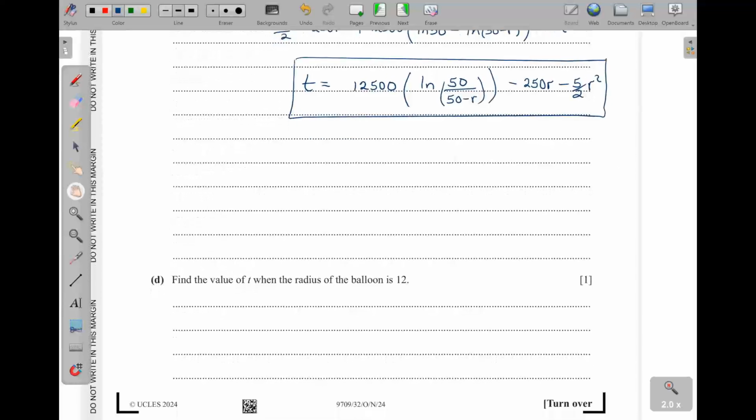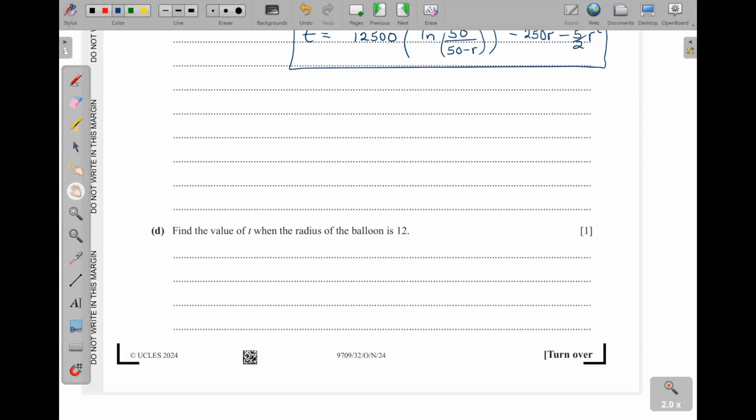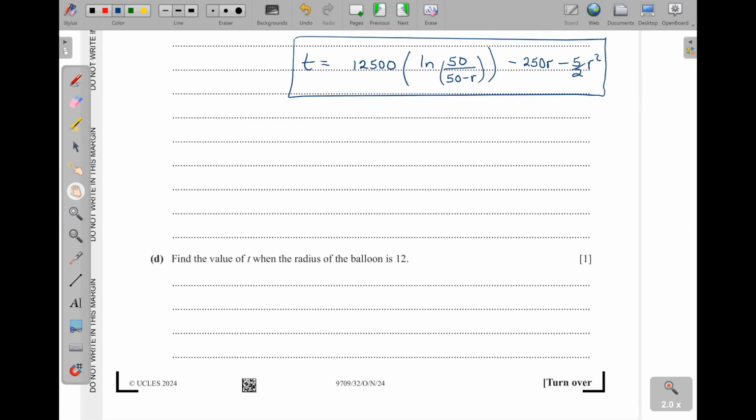Then is there anything? There is part D. Find the value of t when the radius of the balloon is 12. So just substitute. Our t is going to be equal to 12500, and then the natural log of 50 out of 50 minus 12, then minus 250 times 12, then minus 5 over 2 times 12 squared.